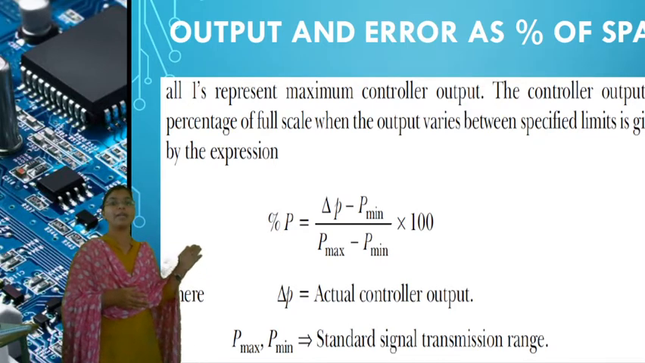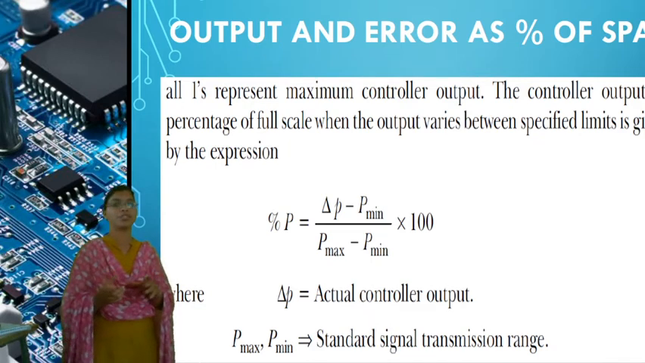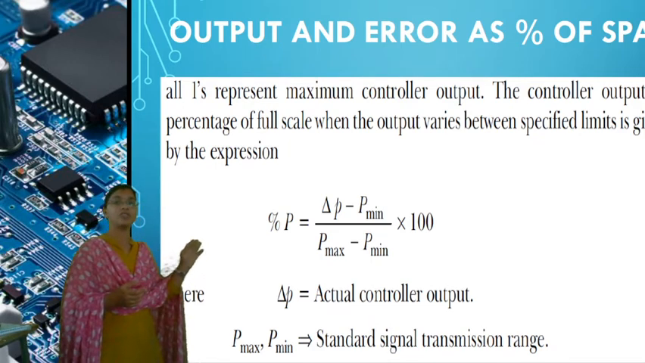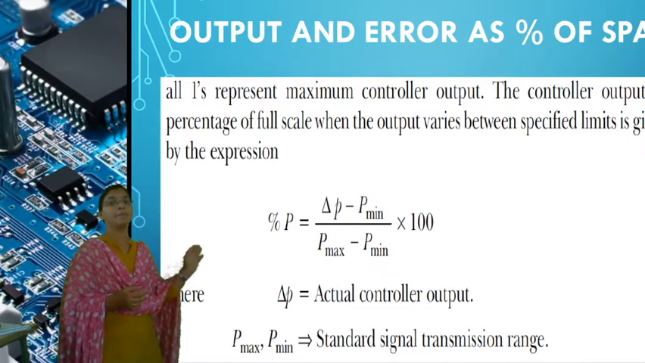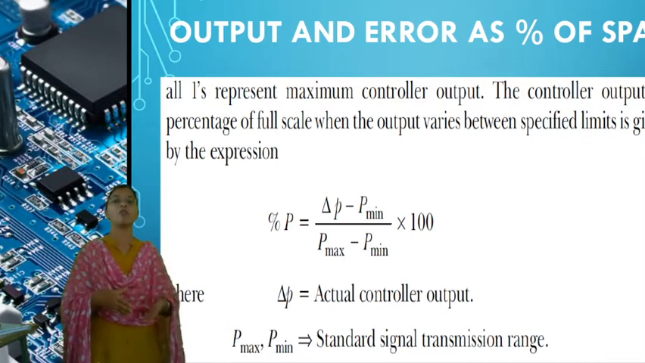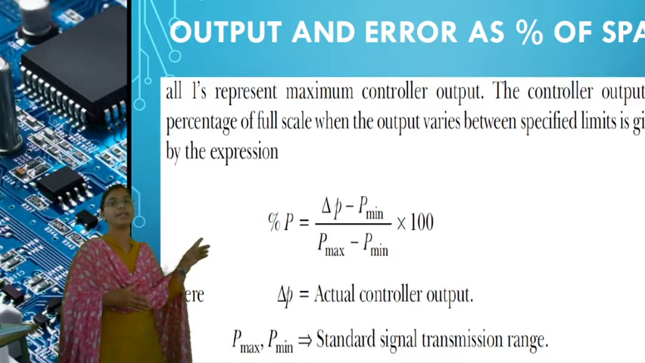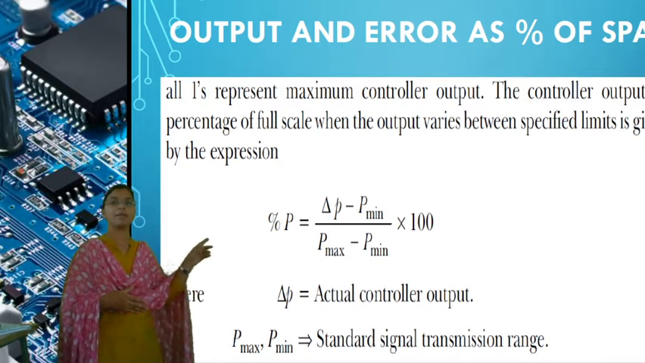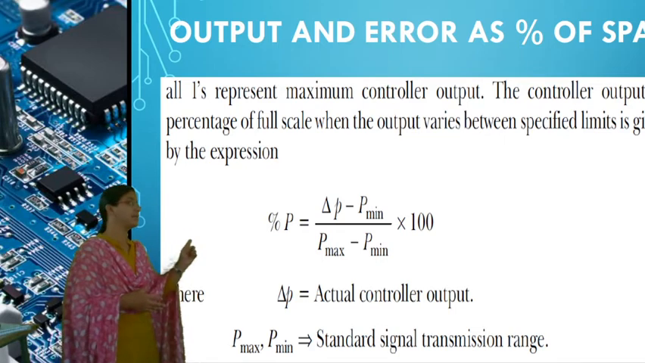The controller output as a percentage of full scale. The output varies between the specified limits with a given expression. That expression is percentage of P equals P minus P min, divided by P max minus P min, into 100. Here we write the controller output as a percentage of span. So how do we indicate the controller output? With P, capital P, indicates the controller output. So we are taking the percentage of span.